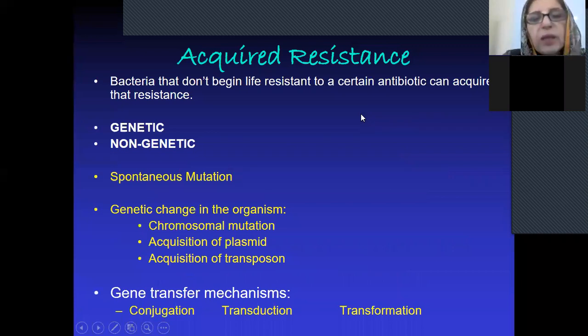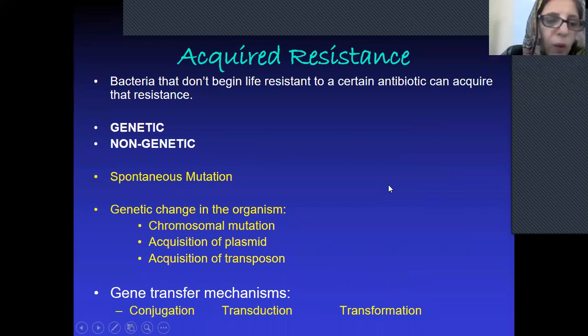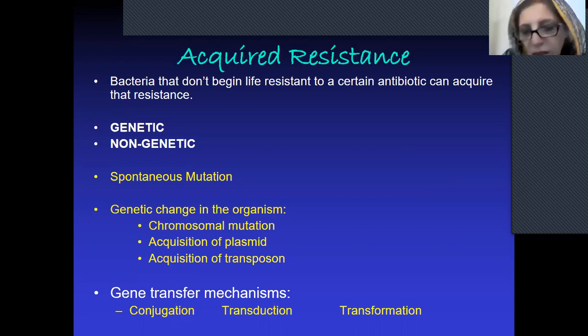Acquired resistance is when the bacteria does not have a resistance, but it develops that over a passage of time. This could be due to certain genetic factors or non-genetic factors. Genetic factors may be a result of a spontaneous mutation in the chromosomes, or because they have acquired a plasmid which has the genes for antibiotic resistance, or they have acquired a transposon which has the genes for the antibiotic resistance. And there are different mechanisms by means of which these genes are transferred. We'll discuss the genetic mechanisms in detail a few minutes later. Let's first talk about the non-genetic mechanisms.